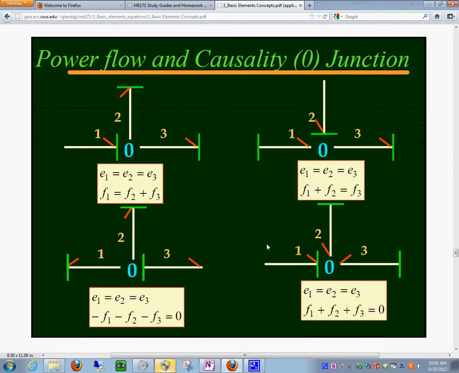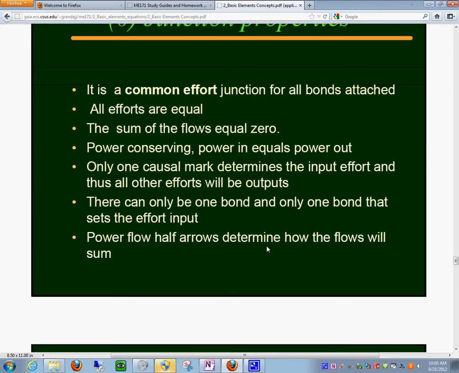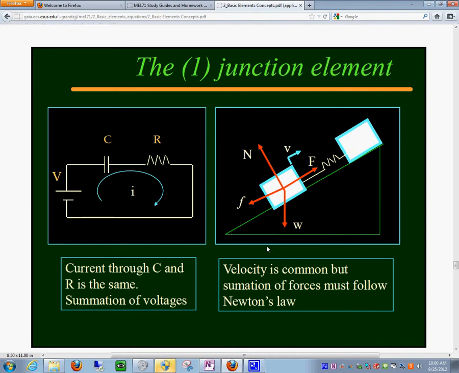Any questions about this before I go on? Okay, now, was there a question there? No? All right. Now we go to the one junction.